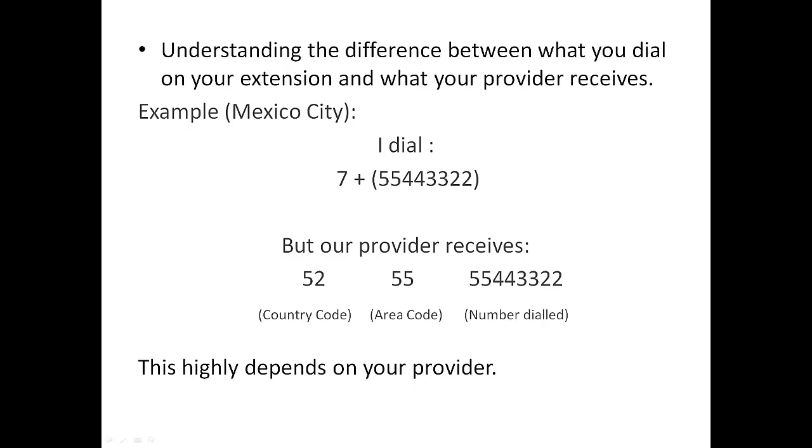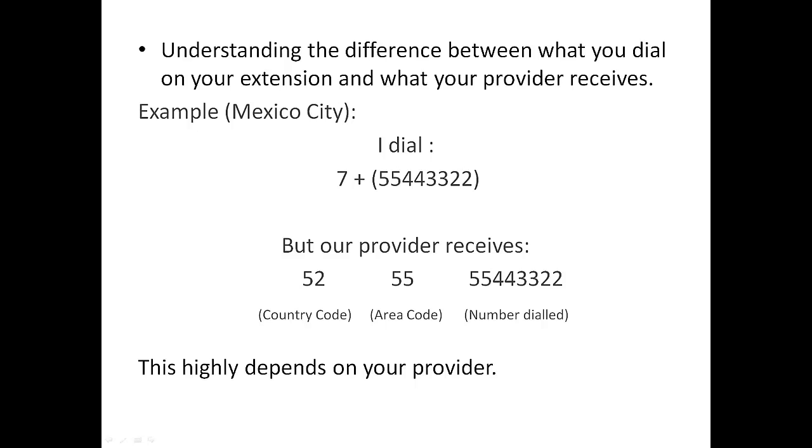This is the number that appears in your call record, and this is also the number used by Mango Analytics to assign costs. So, okay, back to the example. I dial 7 plus the 8-digit number of my home, but my provider receives a completely different number. My provider receives a 12-digit number which contains a country code, an area code, and the 8-digit number I dialed.